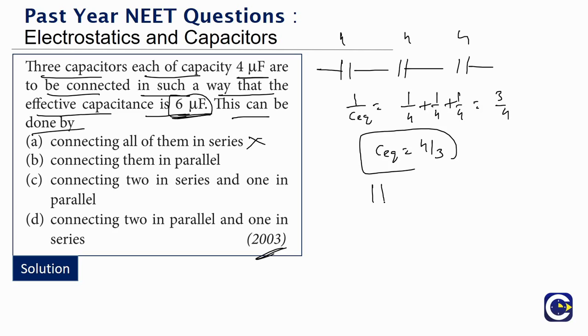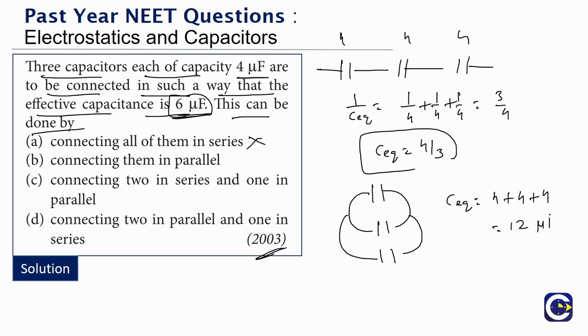If we connect all of them in parallel, C equivalent will be equal to C1 plus C2 plus C3. What is it? 12 microfarad. But here they are saying the effective capacitance is 6 microfarad. So this is also not correct. Then look at option C.